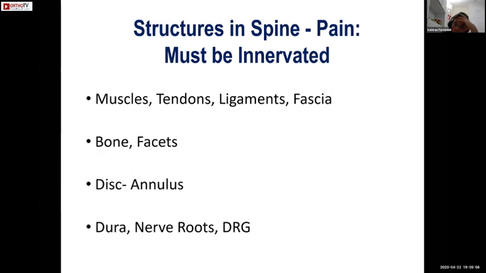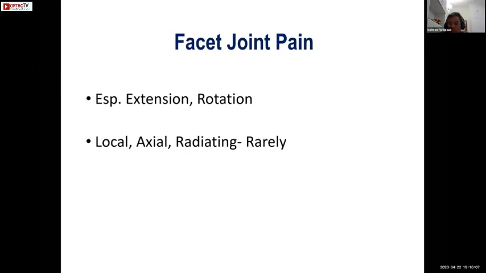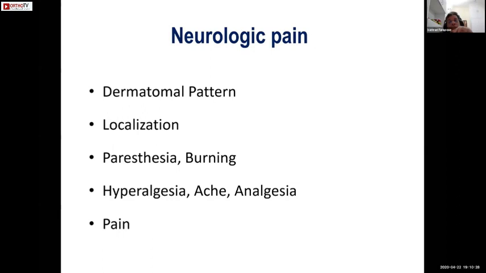So when eliciting history, we should try to narrow down where the patient's pain is coming from. Facet joints by themselves can cause pain, especially if the patient presents with pain on extension and rotation. You can think that maybe the patient has mechanical back pain due to arthritis of the facet joint. The kind of pain which facet joints cause is by and large local and axial; very rarely is it radiating. The neurologic pain caused by nerve root involvement is more or less dermatomal in pattern.